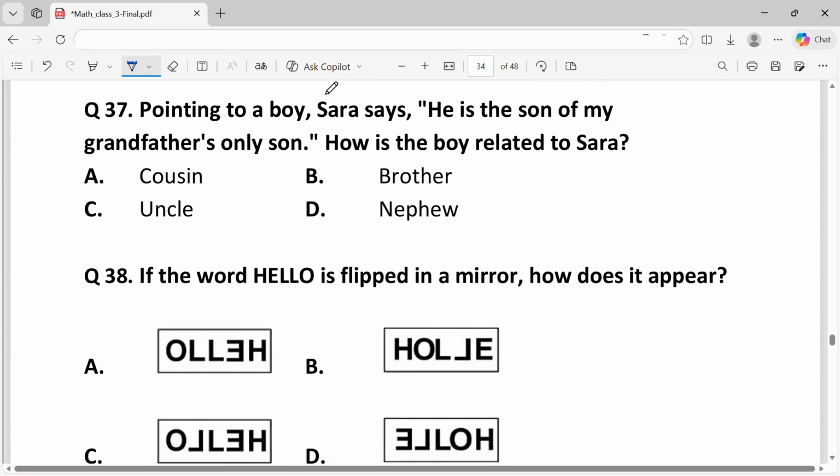Question 37. Pointing at a boy, Sarah says, "He's the son of my grandfather's only son." How is the boy related to Sarah? The answer is B, brother. Grandfather's only son is Sarah's father, and the son of Sarah's father is a brother.